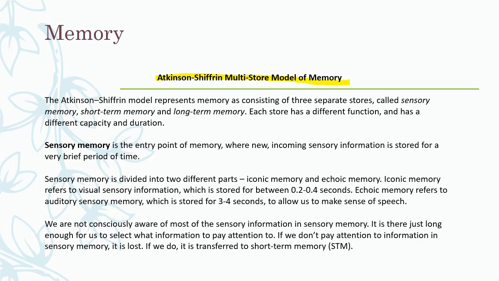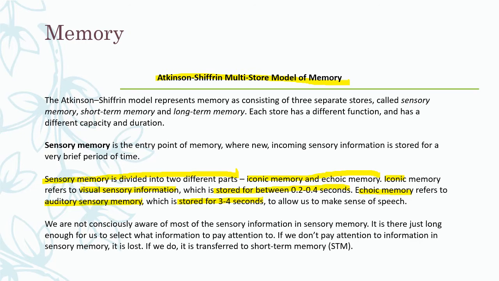So sensory memory is divided into two different parts, and that's iconic memory and echoic memory. So iconic refers to visual sensory memory, and I tend to remember it as iconic with the I. So it's visual, which is stored for between 0.2 and 0.4 seconds. Echoic memory deals with auditory sensory memory. So echoic, echo. And it's stored for 3 to 4 seconds, and that allows us to make sense of speech. You need to know the duration and capacity of all the features of Atkinson and Shiffrin's.